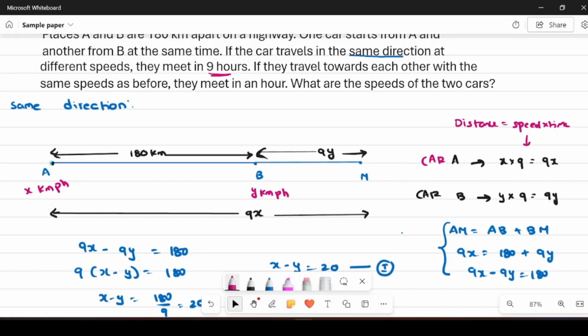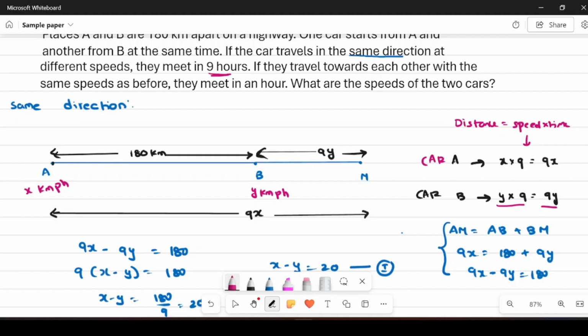Now the distance that needs to be covered by the car which starts at point A would be AM, right? It is traveling at a speed of x kilometers per hour and the time taken is 9 hours. So the distance that has to be covered will be speed into time, which is x into 9, which is 9x kilometers. And then we need to look at B. B is going at a speed of y kilometers per hour and again it is taking 9 hours. So it will be y into 9, which is 9y kilometers.